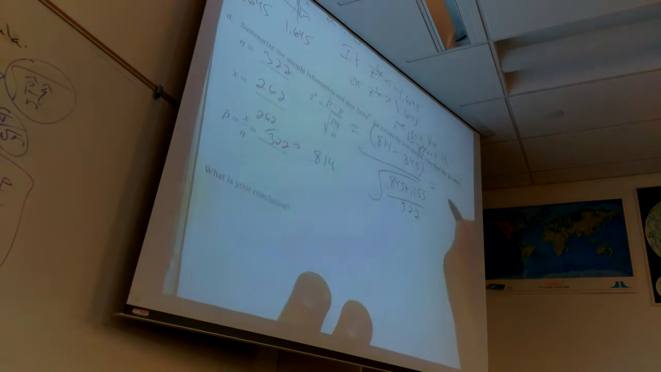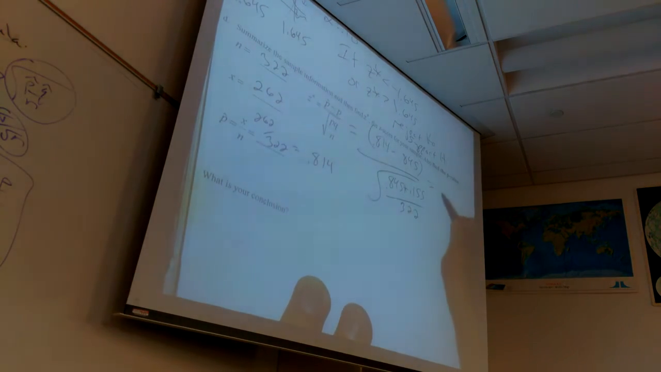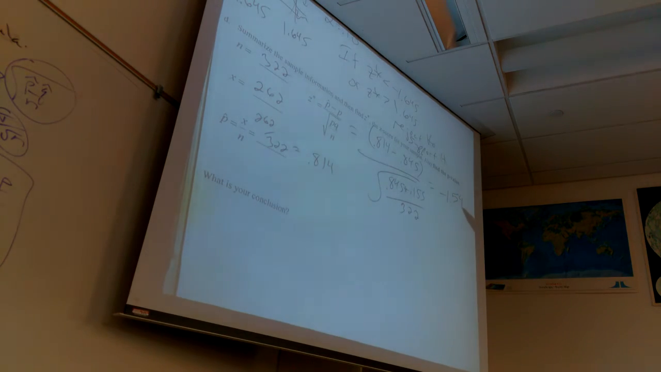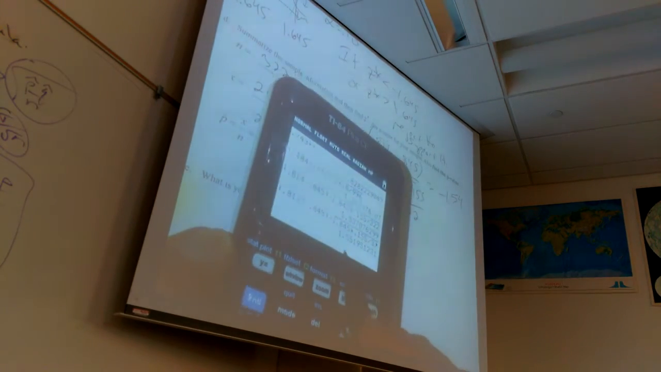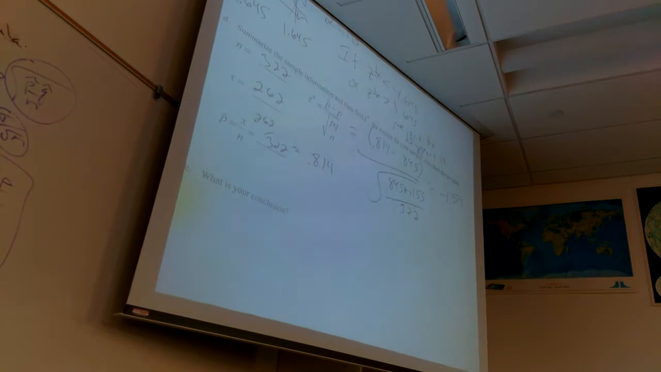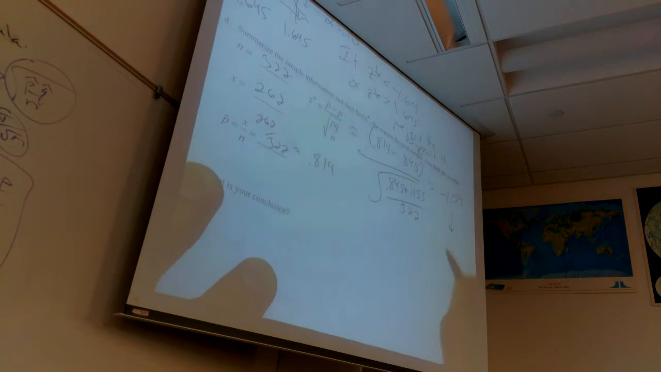What do you guys get for Z star? I got negative 1.54. But if you use 0.8137, does it really change that much? Yeah, it does. If you use 0.8137, you would get negative 1.55. I like it. I'm always ready for somebody being a little more precise with their rounding. That's cool. What's the p-value?